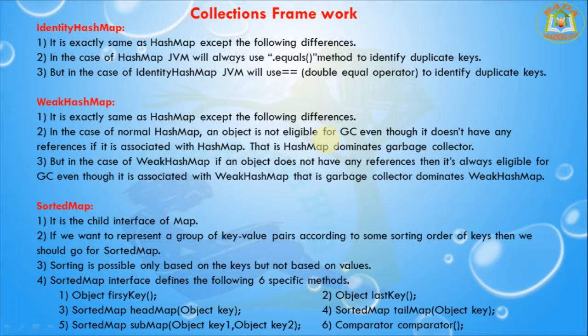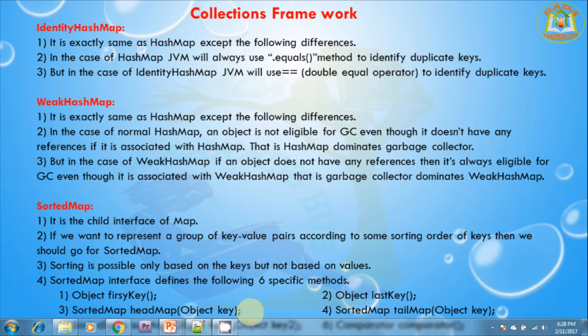Now I'm going to discuss IdentityHashMap. It is exactly the same as HashMap except for the following differences. In the case of HashMap, the JVM will always use the .equals method to identify duplicate keys. But in the case of IdentityHashMap, the JVM will use the double equals operator, ==, to identify the duplicate keys. Now I can show an example on this IdentityHashMap.